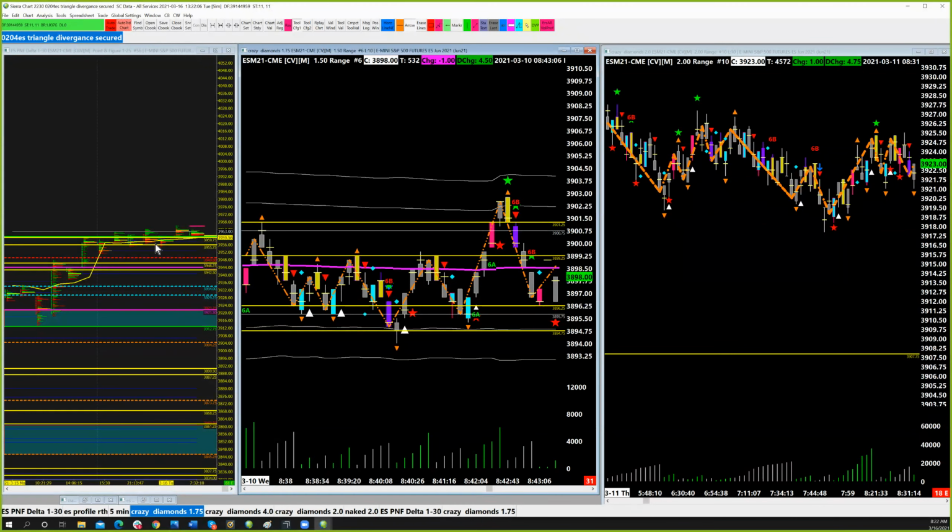5 minutes. You can see we've been consolidating above that yellow, in that yellow zone or above. We've got to get below that 39.55 to go lower, or there's no dice. All right. ES profile.